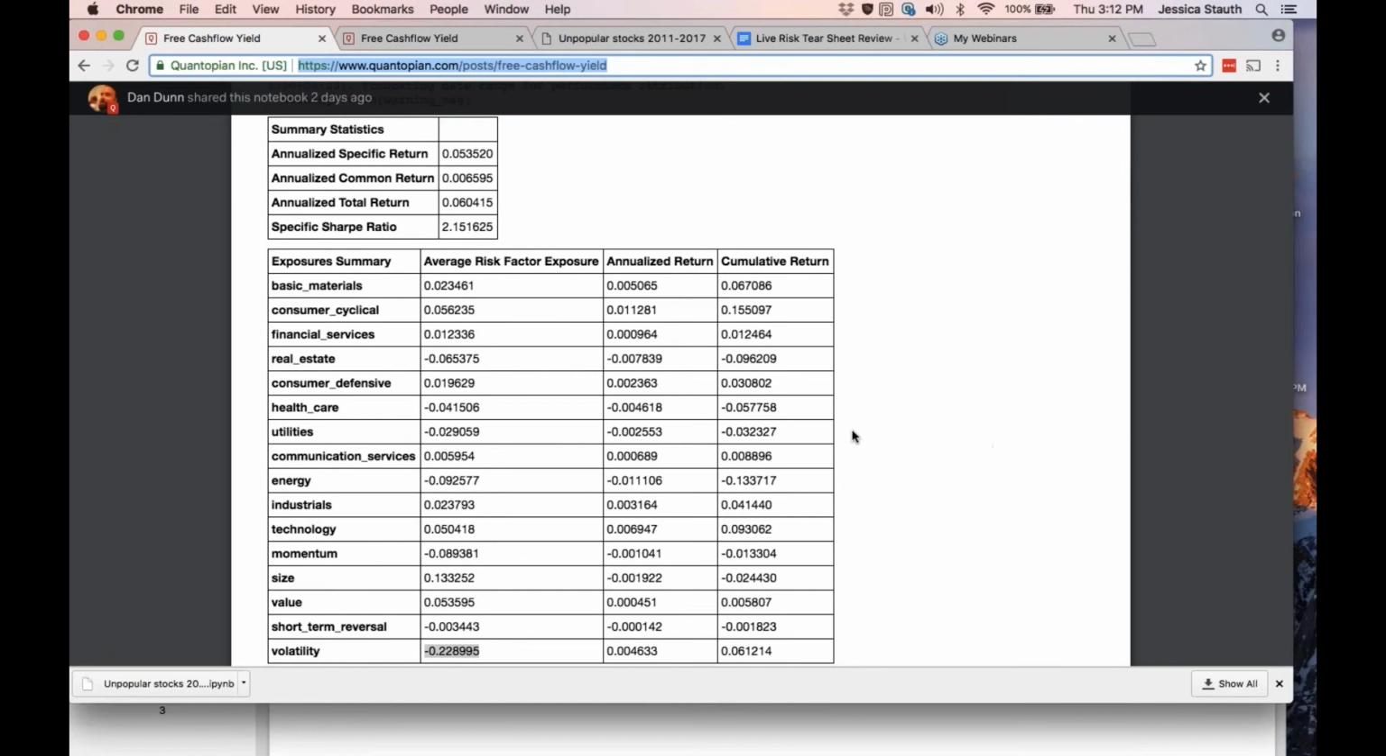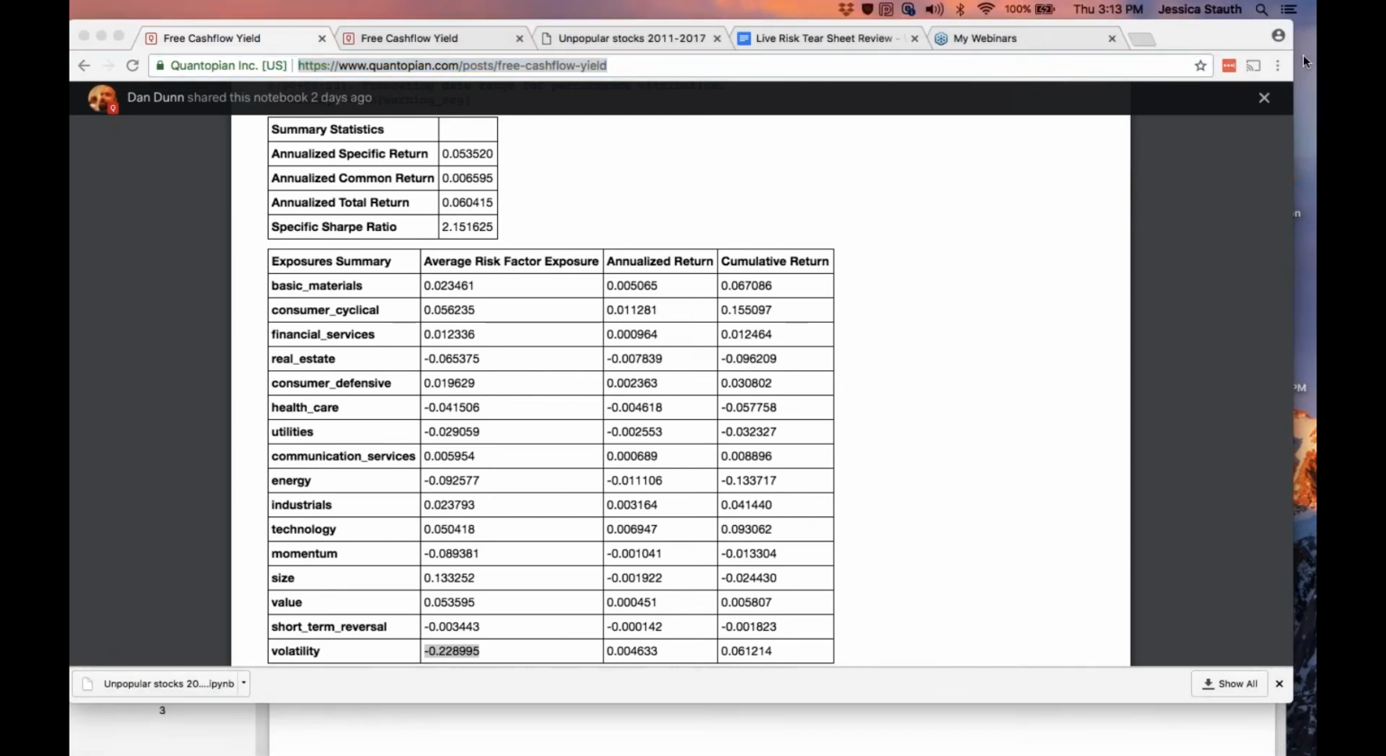So now we get into the cool new stuff that we didn't have before, which is the output of our attribution analysis. So let's just talk for a second about the summary stats in the top plot here. So, a nice little short set of summary stats. What's our annualized specific return? Remember back to the very first plot that I showed, we had about 6% alpha if we just regressed out the market beta to SPY. So this is a pretty nice result. We have about 5.35% alpha.